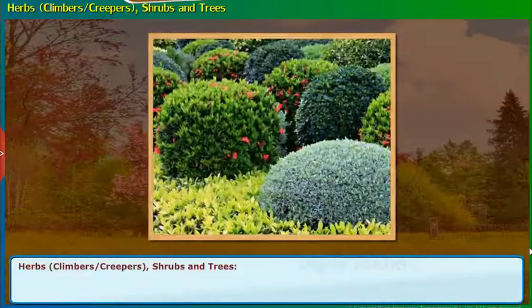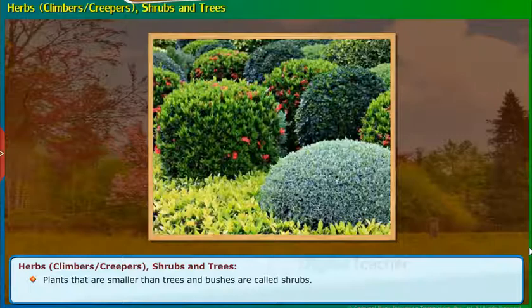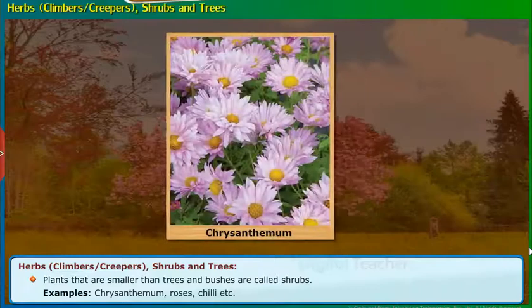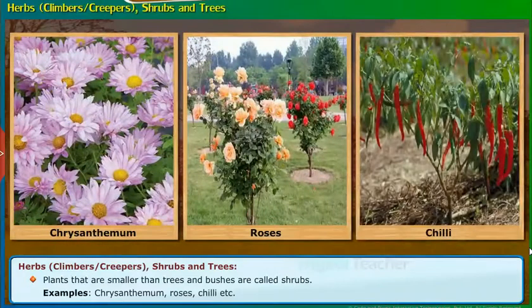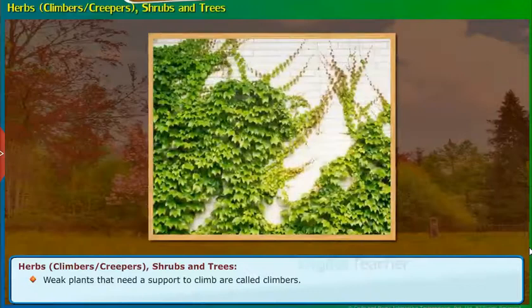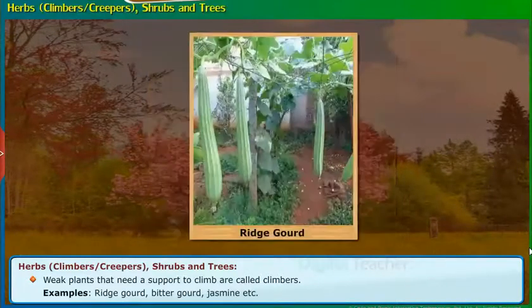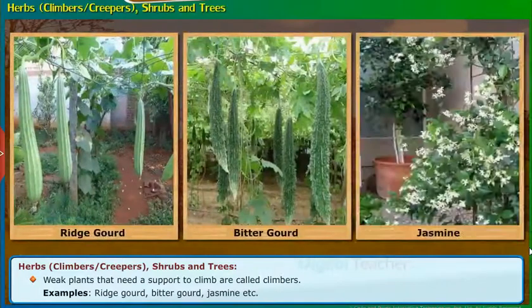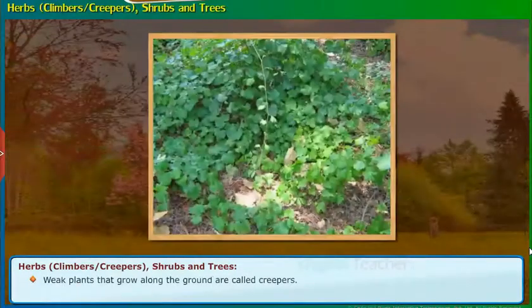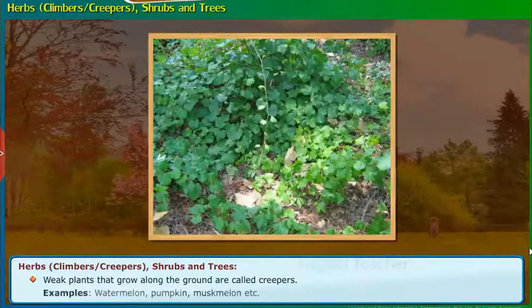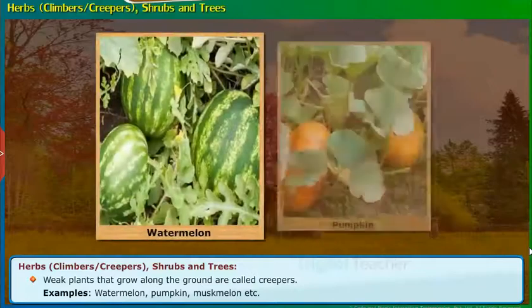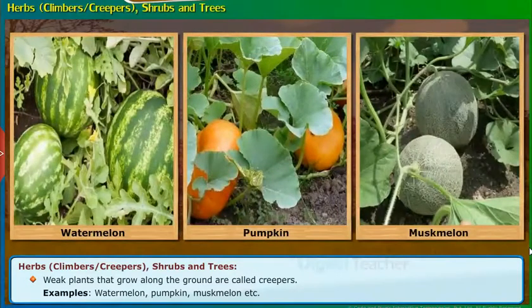Here, let us study the different types of plants. Plants that are smaller than trees and bushes are called shrubs. Examples: chrysanthemum, roses, chili, etc. Weak plants that need a support to climb are called climbers. Example: ridgegourd, bittergourd, jasmine, etc. Weak plants that grow along the ground are called creepers. Examples: watermelon, pumpkin, muskmelon, etc.